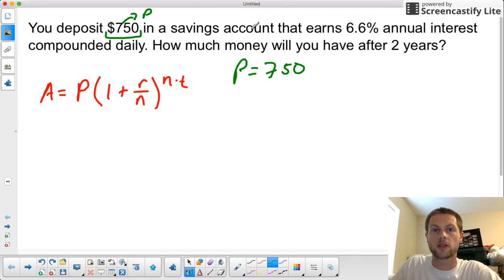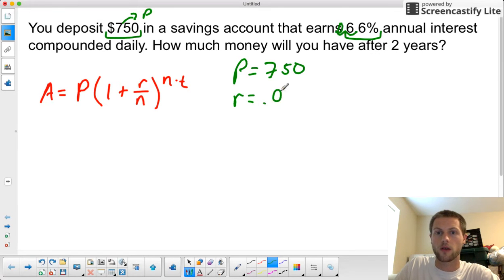Next up, I see in a savings account, I'm going to earn 6.6% annual interest. So that's going to give me my rate. But remember, I have to express this rate as a decimal, not as a percentage. So I'm going to move my decimal point a couple spots over, and I'll get 0.066 as my rate. That's my R.